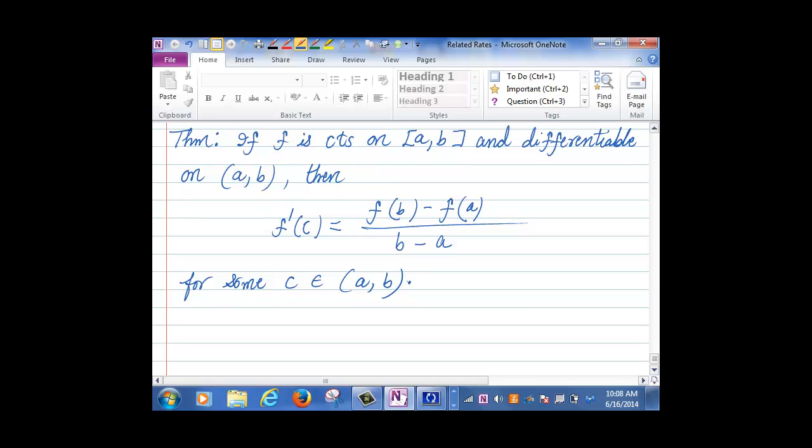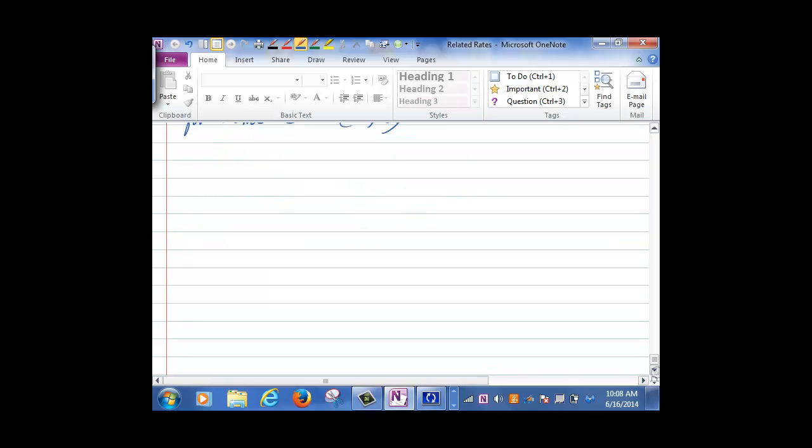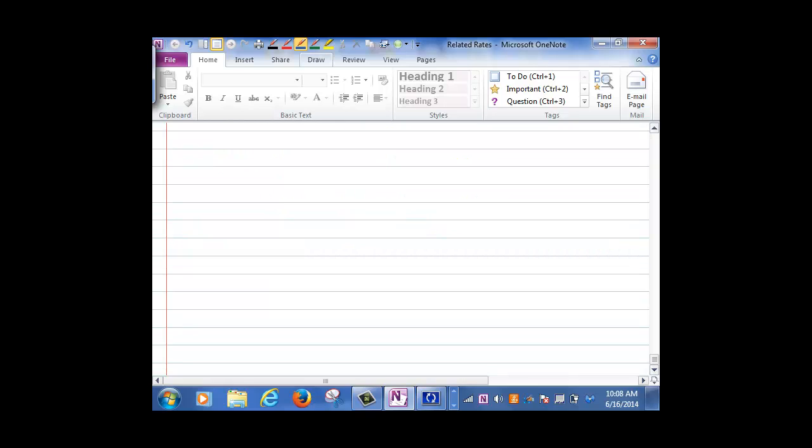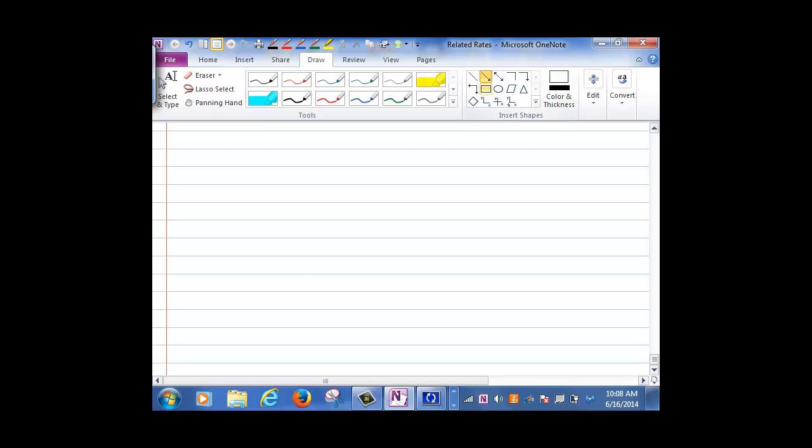Okay. Now, graphically, let me make a graph here and explain to you graphically what's going on. Let's say this is the x-axis. Let's say this is the y-axis. And let's say this is the point (a, f of a).